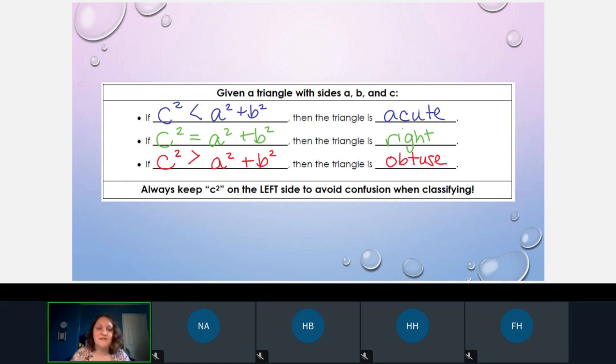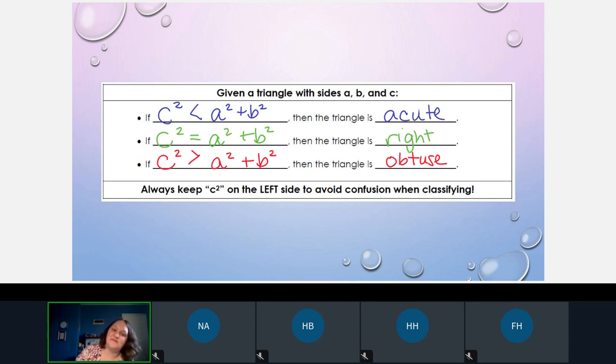Okay, so rule of thumb says if c squared is less than a squared plus b squared, you've got an acute triangle. And if c squared is greater than a squared plus b squared, then you have an obtuse triangle. And of course, the right triangle is what we've been working with. If c squared is equal to a squared plus b squared, then we've got a nice right triangle.